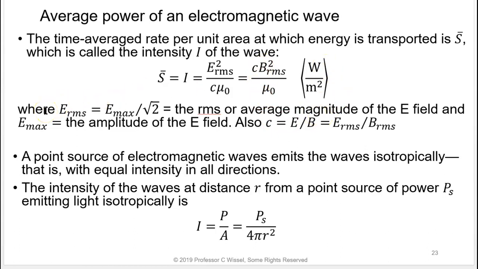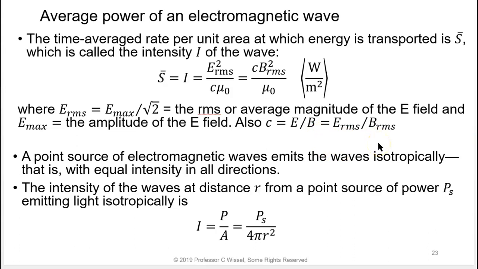E RMS is just our old friend RMS we had before. It's just the max divided by the square root of 2, or 0.707 times E max. And of course, E max is the amplitude. The RMS is that average we talked about when we got to AC, because this is AC. It's the same thing. Also, we remember that c equals E over B, and also equals E RMS over B RMS. And you can use this formula for instantaneous values for E and B, for the RMS values, or for the max. Because they're both in phase with each other, it's okay to do that.